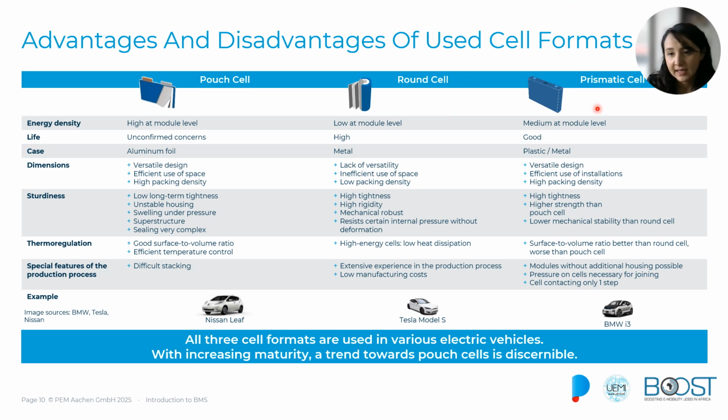Finally, we have the prismatic cells that are these ones over here, and I would say that they are a middle point between the high energy density of the pouch cells and the round cells. The prismatic cells are compact. They have an efficient use of space, so they are a good balance between the density and the mechanical stability. However, they are a little bit more expensive than the cylindrical cells, and they are also less robust than the cylindrical cells. So, just to conclude this part, all of these cells are used in various electric vehicles, and there is a trend right now toward having a high energy density, which is pointing us to use pouch cells in those vehicles.